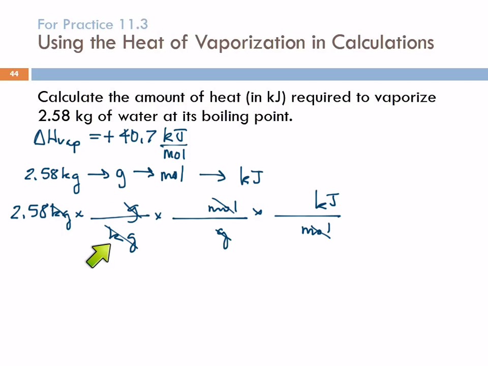Relationship between kilograms and grams. Kilo means 10 to the 3. The kilo's in the denominator, so I want to put the 10 to the 3 in the numerator. Grams to moles is the molar mass. 2 times the mass of hydrogen plus 1 times the mass of oxygen is the mass of 1 mole of water. And I just happen to remember that's 18.02. And then this guy over here, this is where the heat of vaporization comes in. So it's 40.7 kilojoules per 1 mole.